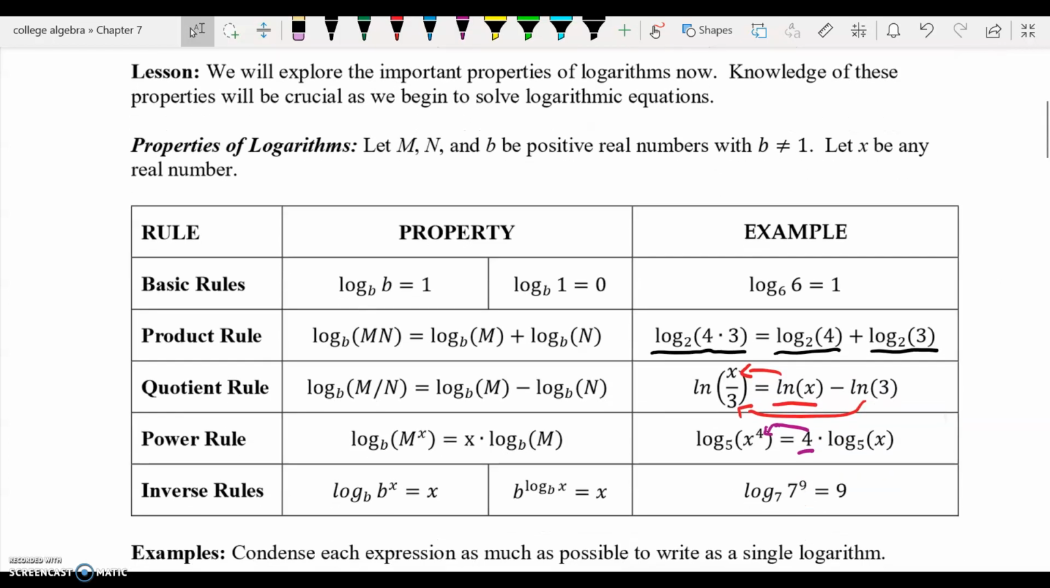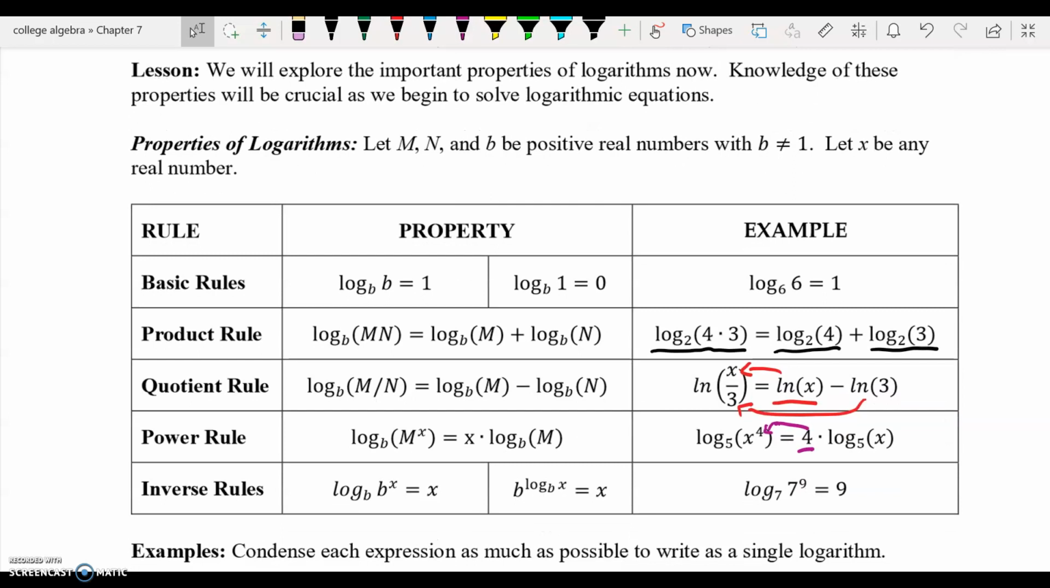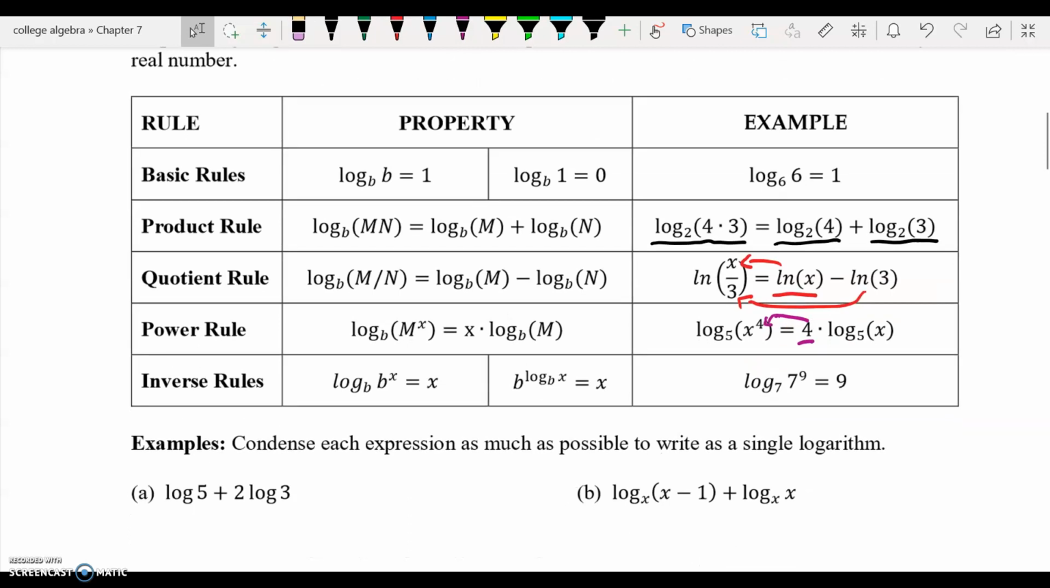In inverse rules, if you have log base 7 of 7 or whatever it is, those are going to cancel and you're just going to have 9. So those are the basic rules. You can always go back and look at them, but I think it helps to do examples rather than just talk about the rules and numbers, plugging them in.